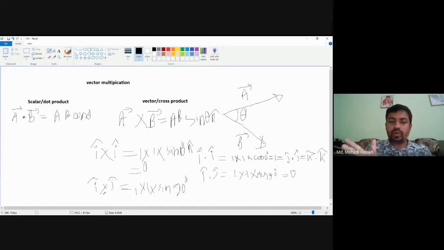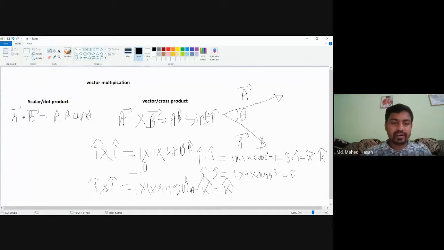If you go from x to y, this will be upward. And if you go from j to i, it's downward. Downward is negative, upward is positive. So it's equal to the remaining unit vector, which is k. And sine 90 degrees is 1, so it will be k.